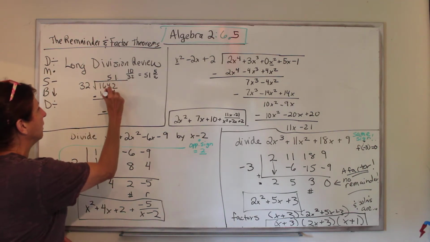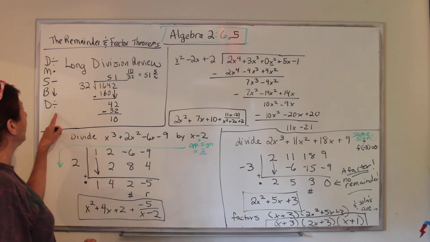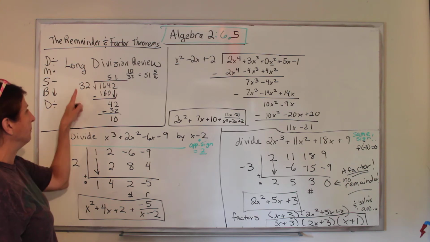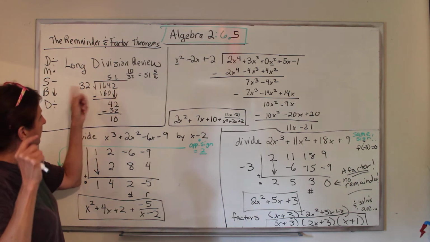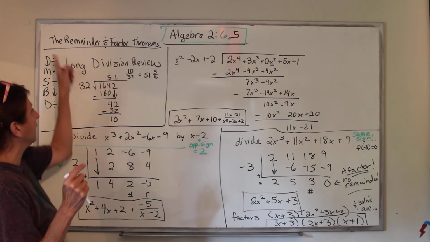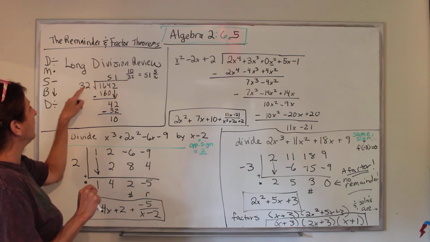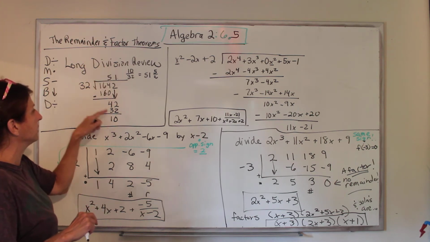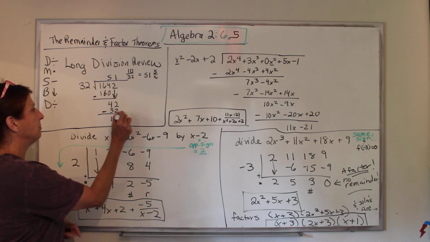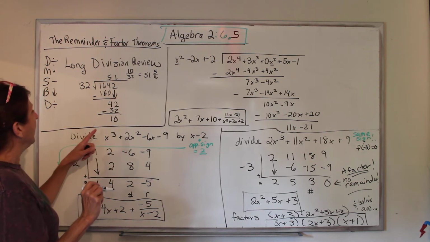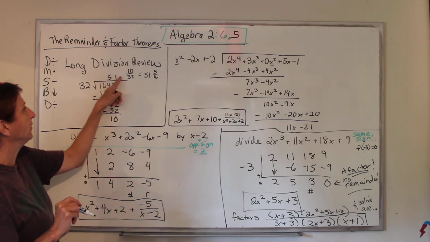We bring down that 2 and add it to the 40. And now we divide again. How many times does 32 go into 42? It's 1 time. We write our 1 up there. Now we multiply. 1 times 2 is 2. 1 times 3 is 3. Now we subtract again. So 42 minus 32 is 10. And 10 is less than 32, so we know we are finished. So the answer is 51.